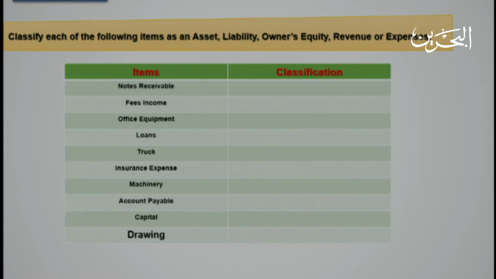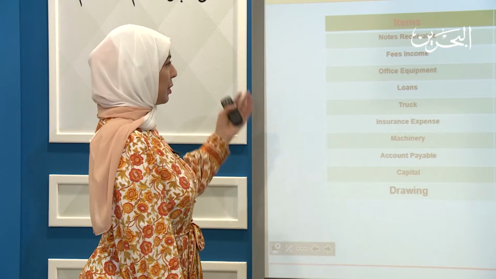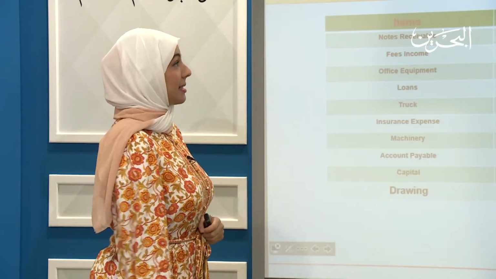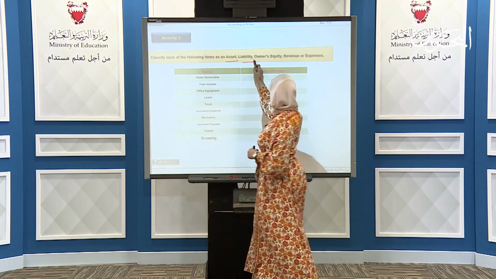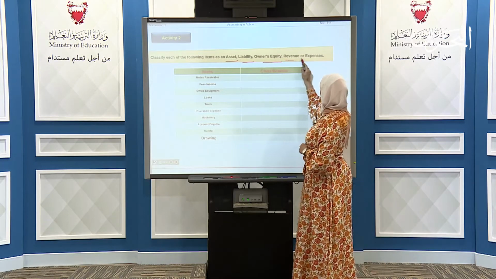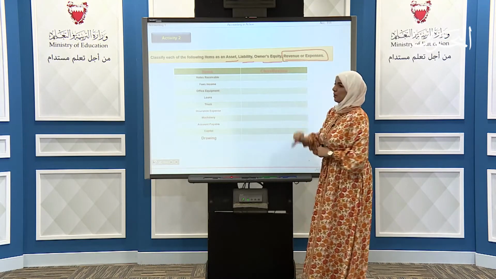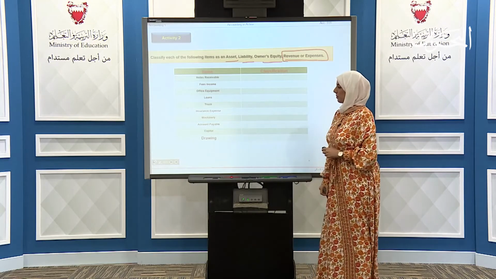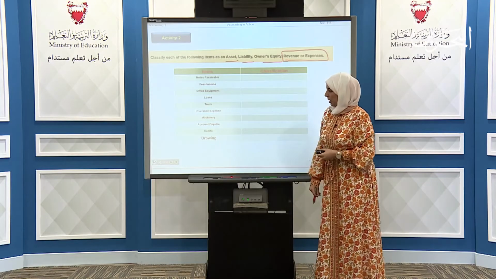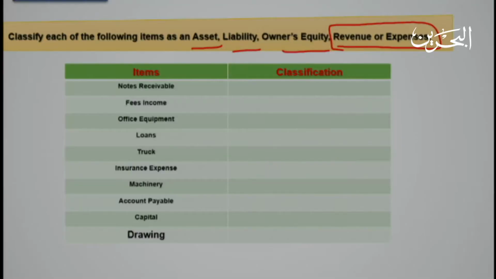Let us take an activity to gain more experience with the accounts I have, and I will use them in the accounting equation. I have here, dear student, many accounts, and I should classify them as assets, liabilities, and owner's equity. And when I mention owner's equity, I should specify if it is revenue or expense. Please take a few minutes to take a look at the accounts.